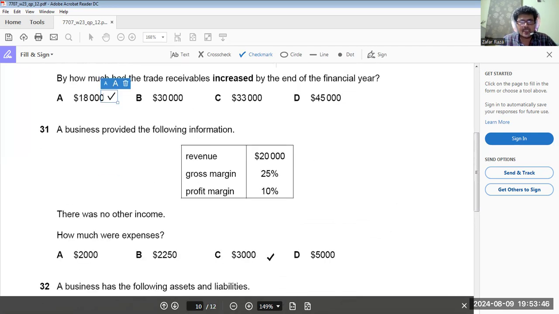A business provided the following information: revenue, gross margin, profit margin. There was no other income. How much were expenses? Gross profit is 25%, profit margin is 10%. It means 25 minus 10, 15% of the revenue is your expenses. 20,000 multiplied by 15%, that is 3,000. So C option should be the answer.